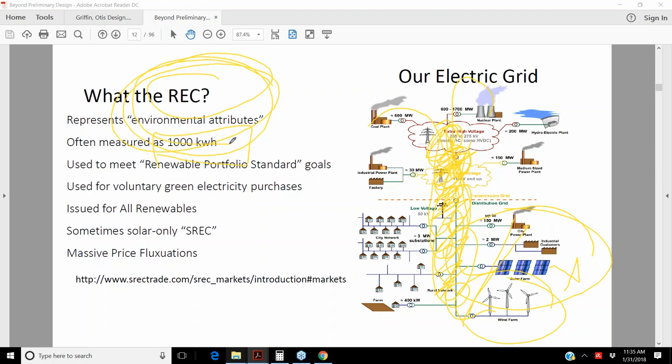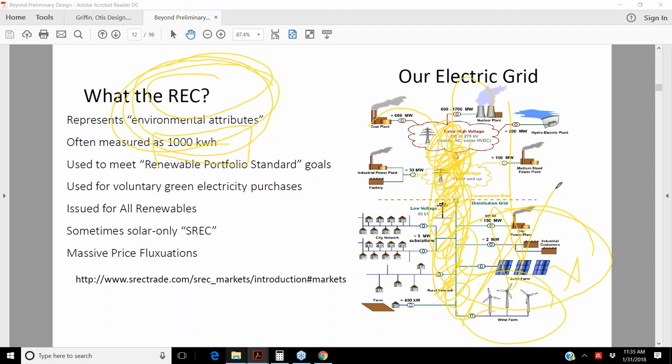But the wind renewable energy credits were so cheap in Texas that it would actually be cheaper for the utility not to do anything with the solar RECs. And when it came time to meet their state mandated goals, just go and buy the wind RECs instead. If you don't know what any of that means, we're going to rehash it again over the next few slides.